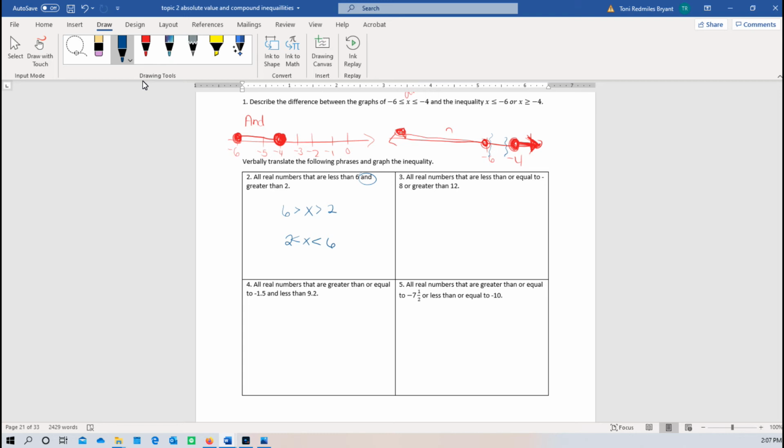Okay, all real numbers that are less than or equal to 8 or greater than 12. I have an or problem. That means two different x relationships, two different ranges. So the first one is all numbers that are less than or equal to 8. So x is everything less than, or equal to 8. And over here, or greater than, x is greater than 12.